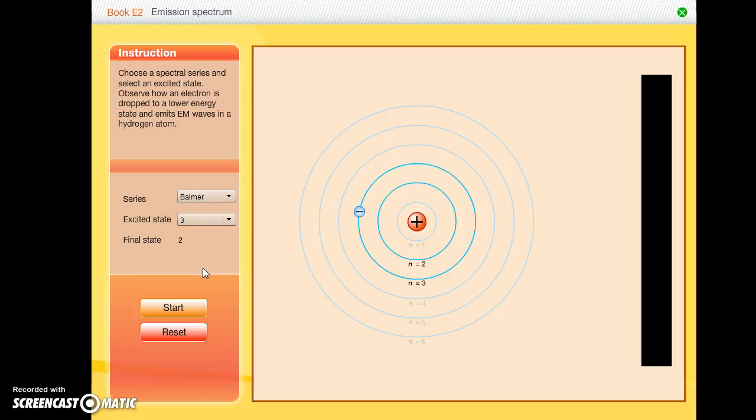Let's start with the first spectral line of the Balmer series, when the electron falls from the second excited state to the first excited state. And let's see. This is visible light, and the color is red. When the electron falls from the third excited state, in the Balmer series, this is now the second spectral line.